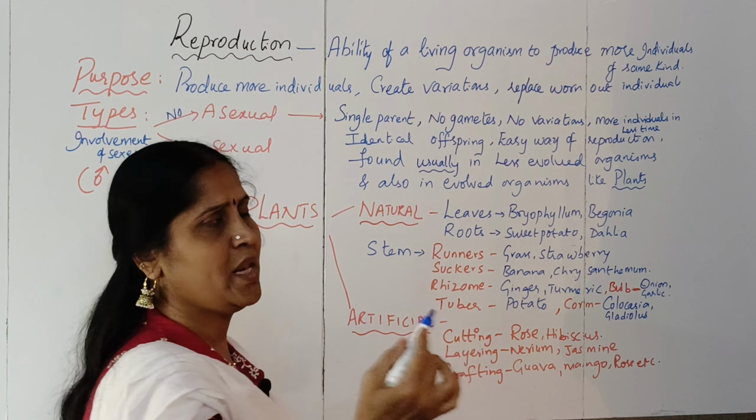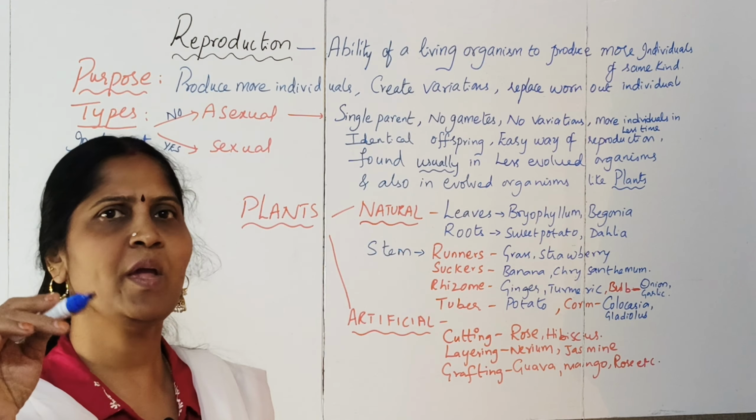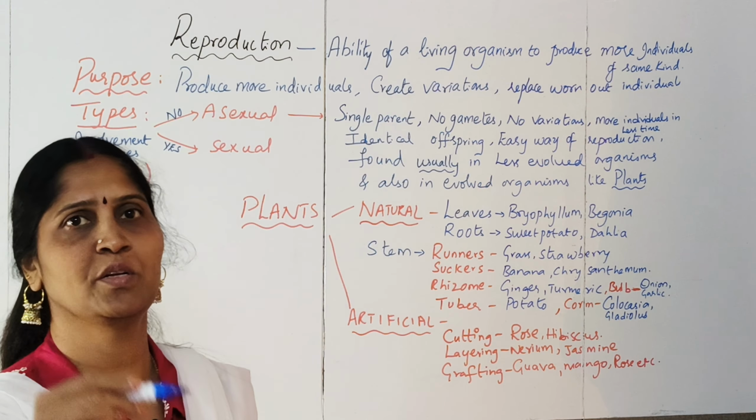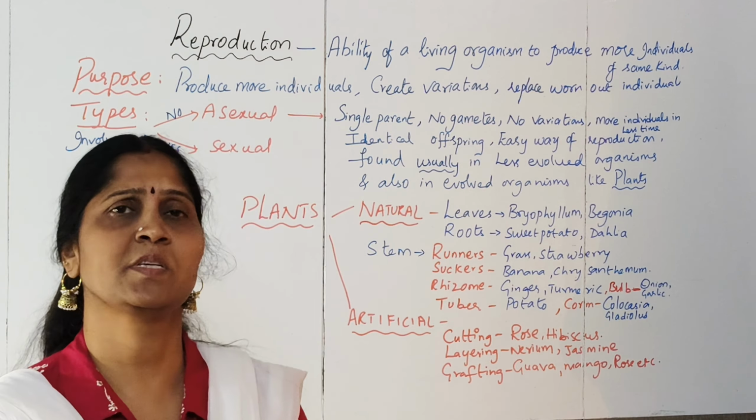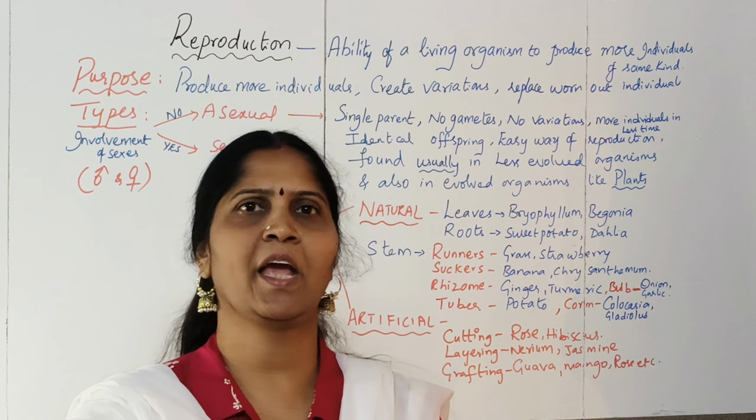When it is creating variations, it is actually helping in the process of evolution and adaptation. So this is the important purpose. These are all the different purposes for which reproduction is serving.